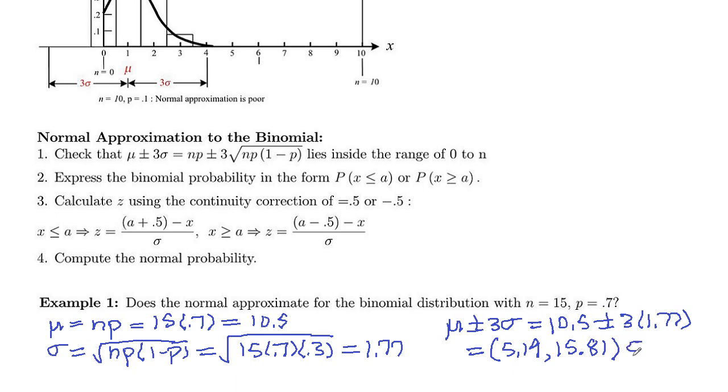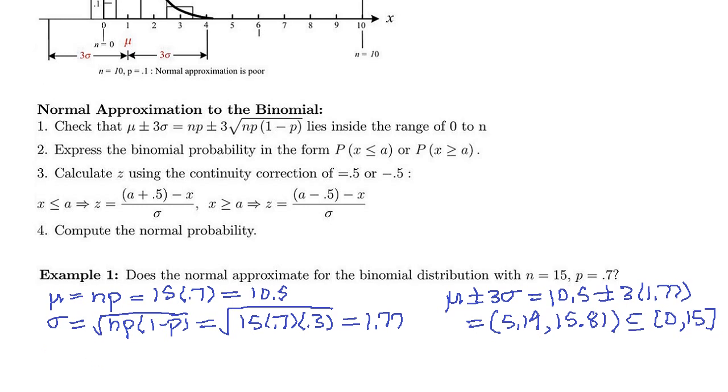So is this contained in the interval from 0 to n, which is 15? Pretty close. The 15.8 goes over just a little bit on the end. But since it's not completely in there, we would say technically no. Okay, so it is not contained in the interval from 0 to 15. So we would say no, normal approximation is not going to be as good as we would like it to.